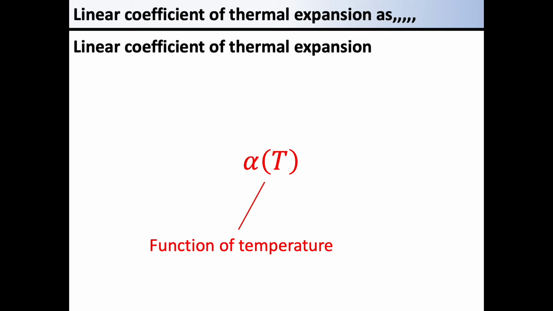For example, the coefficients around 0 degree and those around 100 degree are different. This is the general behavior of an object. Sometimes, the linear coefficient of thermal expansion is approximated as a function of temperature. Suppose the value of linear coefficient of thermal expansion is constant. The related calculations are very simple.